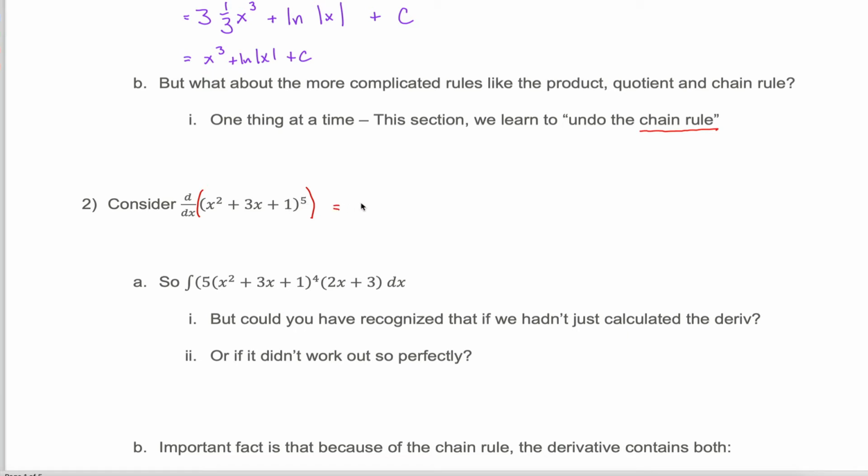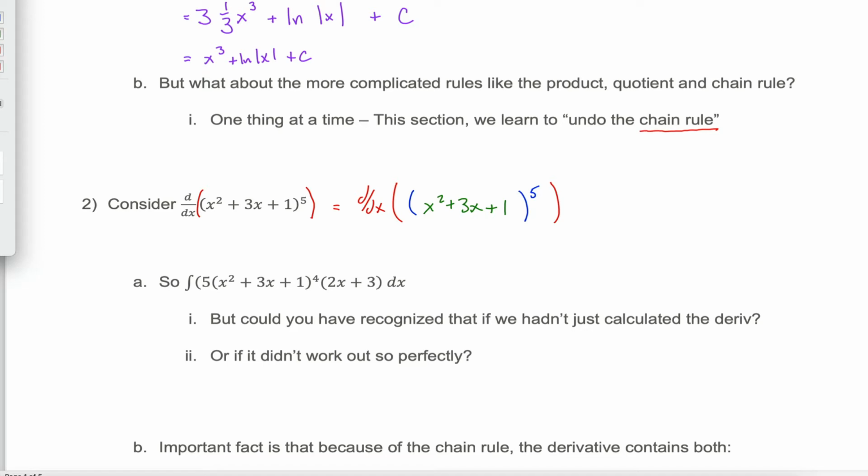The way I taught you to do this is to think about this like you're taking the derivative of something to the 5th power. And that something just so happens to be a function in its own right, x squared plus 3x plus 1. The way I told you to view this problem is to think about it in layers. You've got the blue layer and the green layer. The green layer is the inside layer. The blue layer is the outside layer.